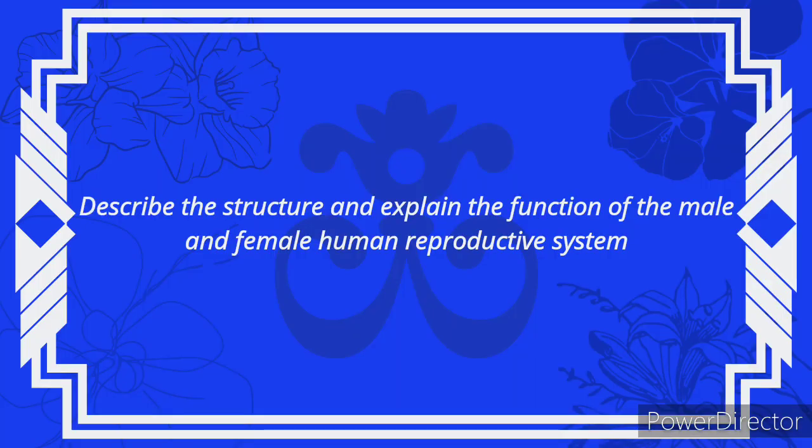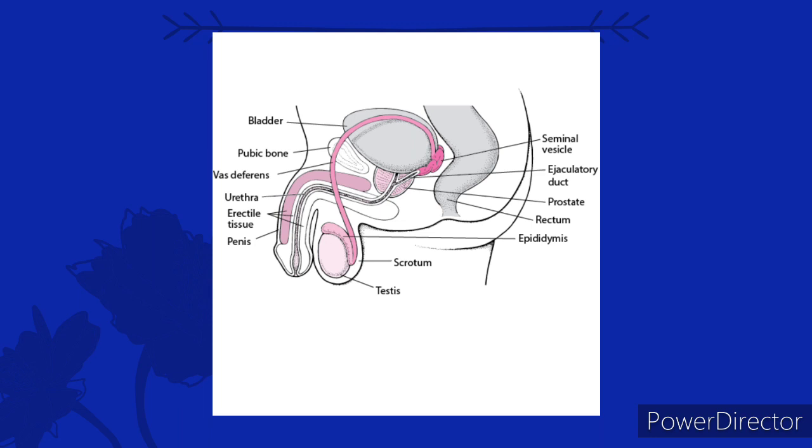Describe the structure and explain the function of the male and female human reproductive system. So first of all, let's discuss the structure of the male reproductive system. This is the structure. The penis is that structure that sticks out, where the pee and semen also comes out.